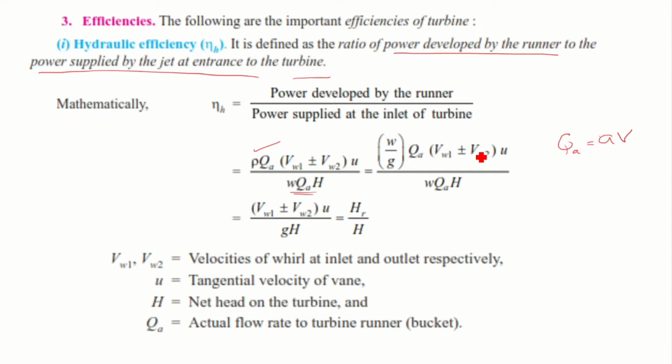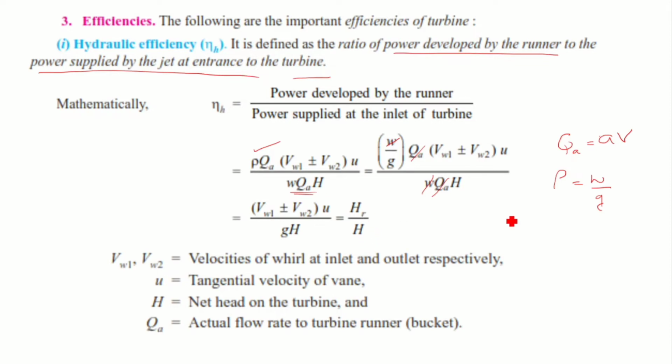H is the net head. So rho, the density, can be written as W by g into Q_A into (Vw1 plus or minus Vw2) into u, divided by W into Q_A into H. So some terms will be cancelled out. This term will be cancelled out, this term will be cancelled out. So the final equation becomes (Vw1 plus or minus Vw2) divided by gH, into u. So here it is given as H_R divided by H.